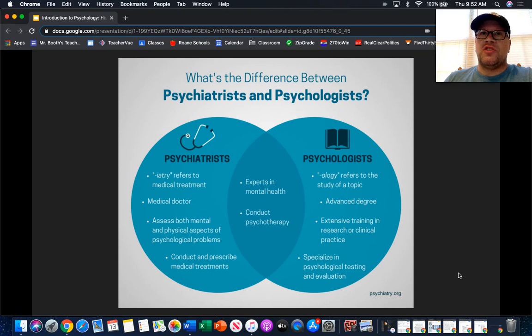Now, psychology is going to be a much broader field than psychiatry, and those with doctoral degrees in psychology tend to focus more of their studies on training and different types of research methods. Also, if you take a look at this Venn diagram, it shows you where there are some similarities and some differences.